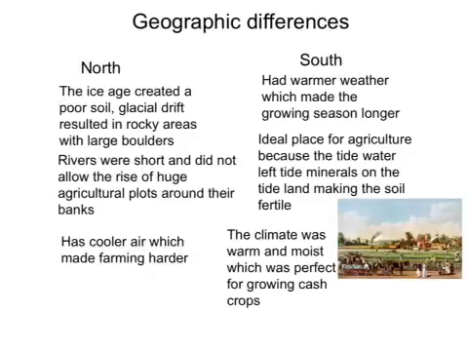For example, the North had poor soil, which was rocky. The land was not flat, it was very hilly, and the temperatures were cooler, so all those things made farming harder. In the South, it had warmer weather, a longer growing season, flat land, and very fertile soil, which made farming very easy. And the climate was very warm and moist.